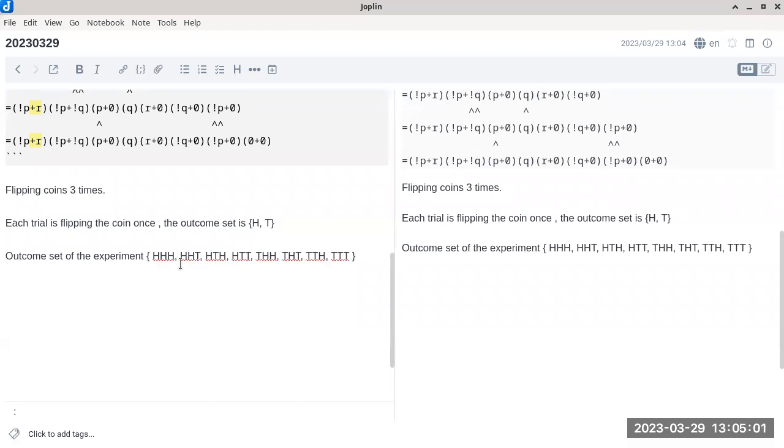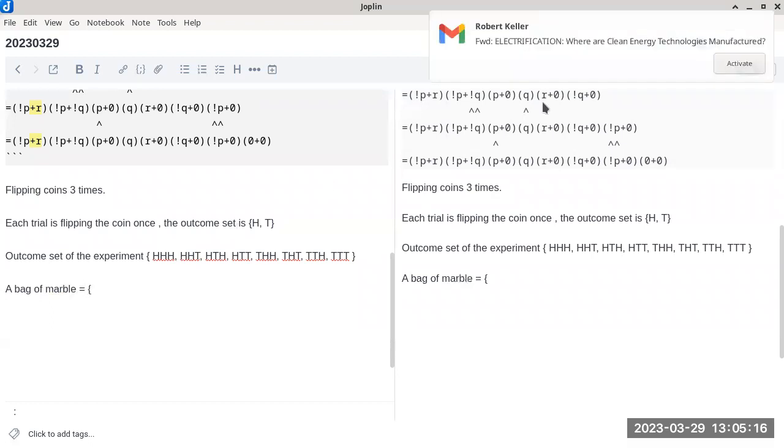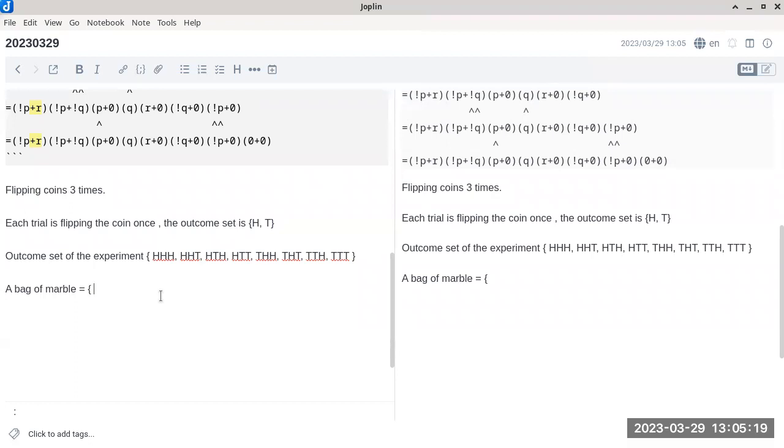Okay, the way that we look at the 2 possible outcomes in this case. So we'll look at another example. Okay, so TAC has a bag of marbles, and the marbles, we can use the colors, right? RGB. Red, green, and blue. So I got 3 marbles in my bag, and each trial is picking a marble from the bag, okay?